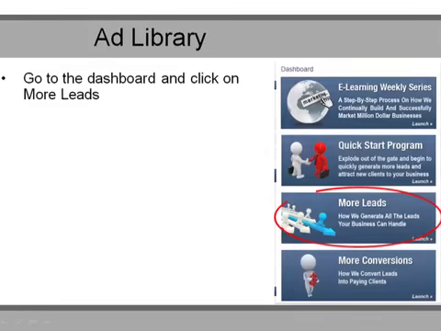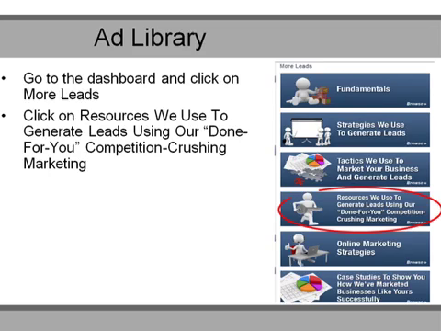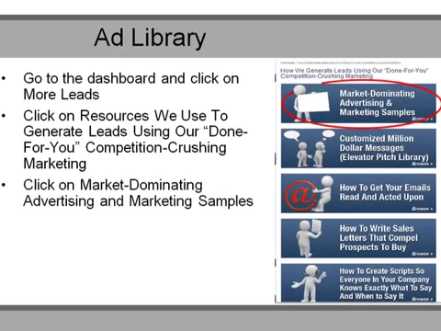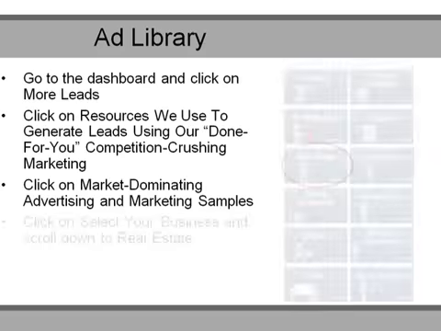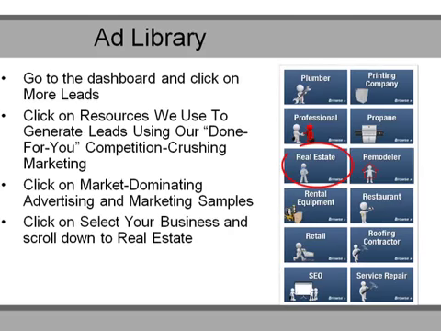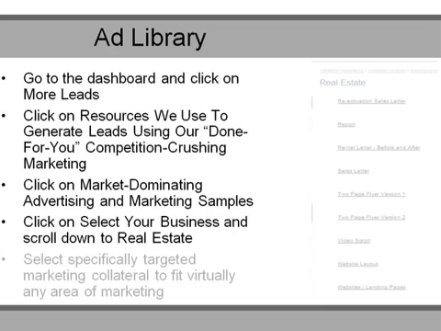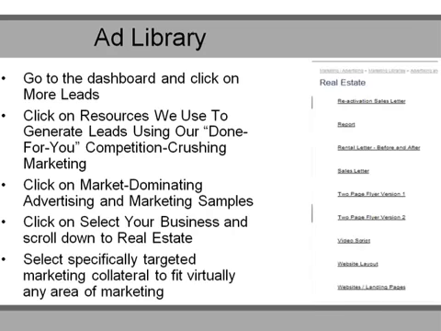For our real estate agent, she would simply go to her dashboard and click on More Leads. Then she would click on Resources we use to generate leads using our done-for-you competition-crushing marketing, where she would have her choice of 9 competition-crushing marketing resources now at her fingertips. She would simply click on the first link labeled Market Dominating Advertising and Marketing Samples, and then click on Select Your Specific Business and scroll down to Real Estate. Here, she can select specifically targeted marketing collateral to fit virtually any area of marketing she wants to use to generate leads and build her business.